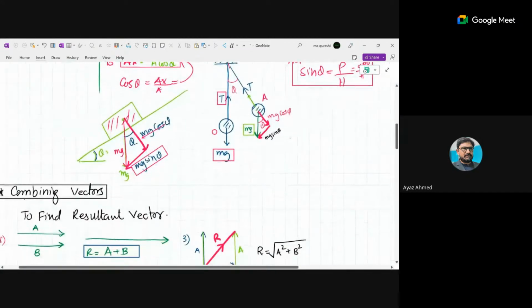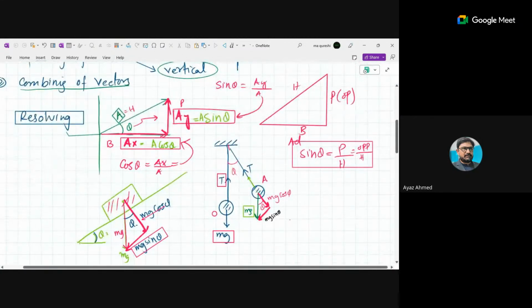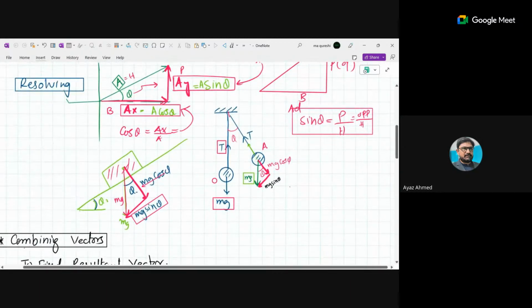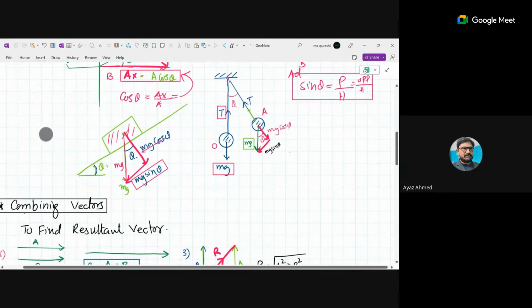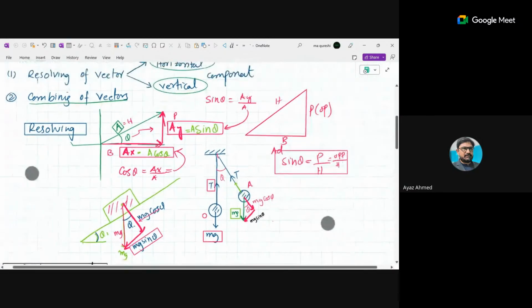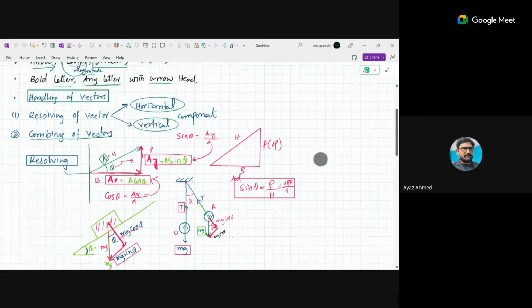There are some other examples as well, but till now we will discuss these examples. In my next lecture, inshallah, we will discuss the combination of the vectors and how to combine the vectors from their independent components.